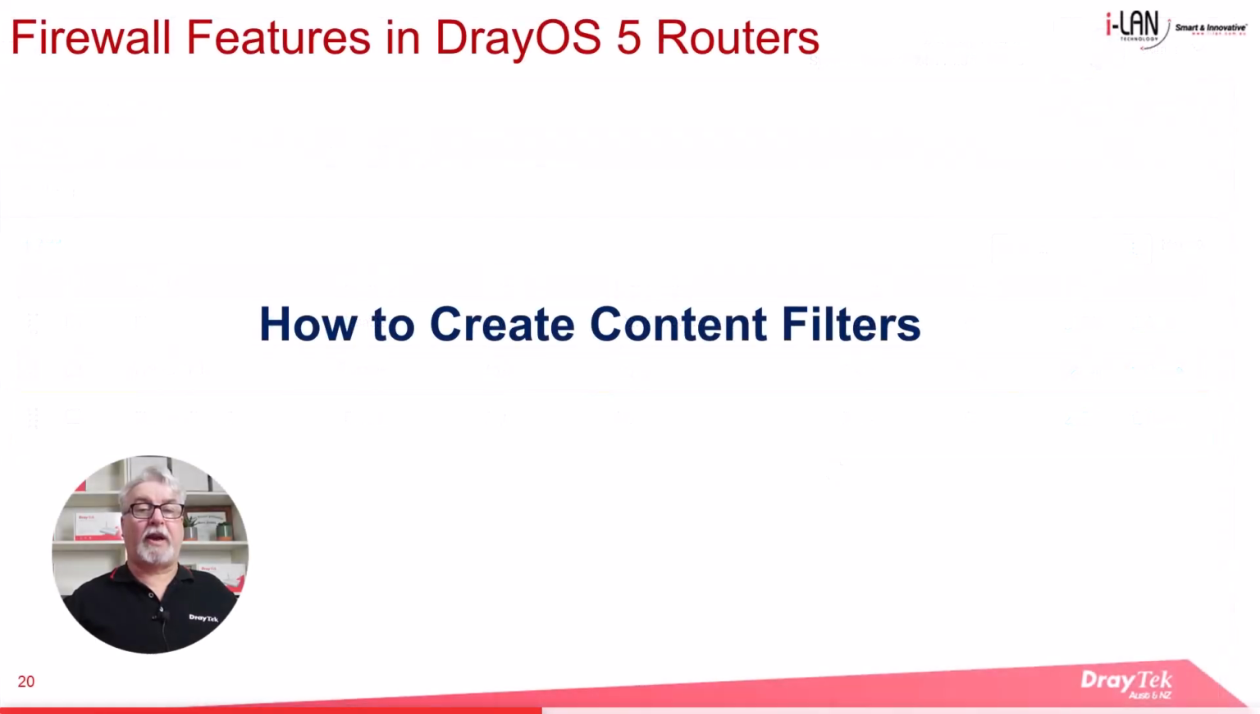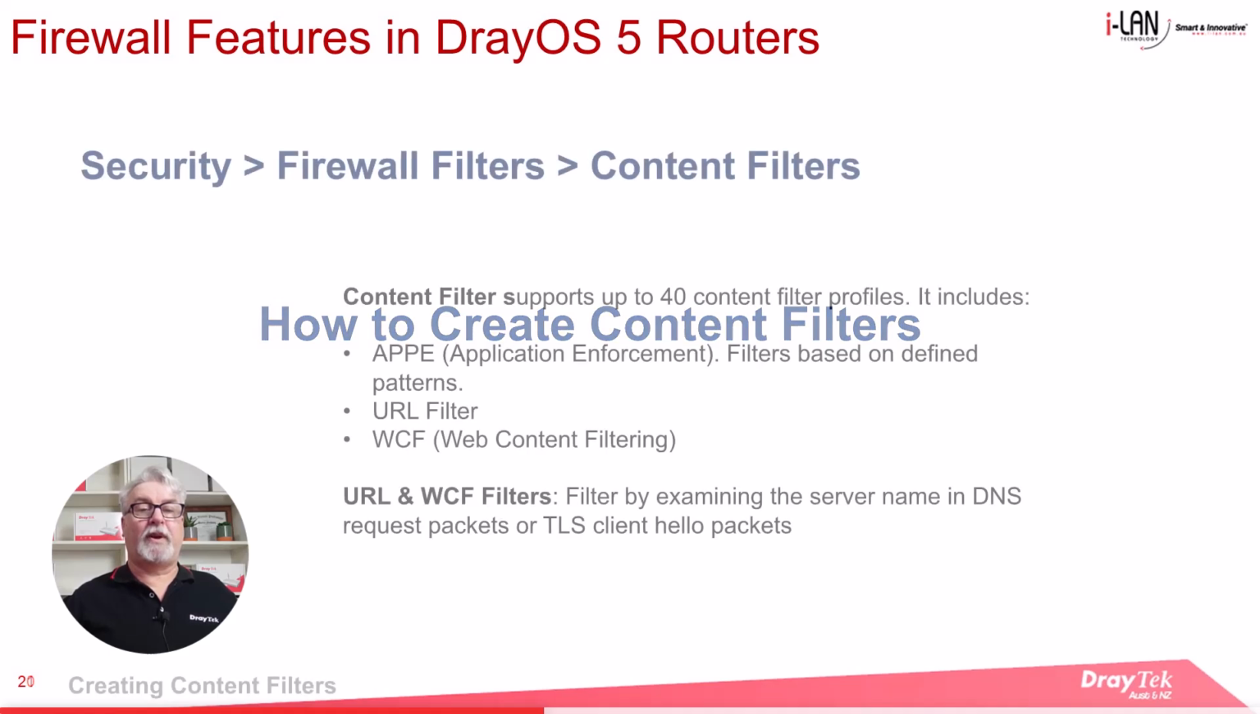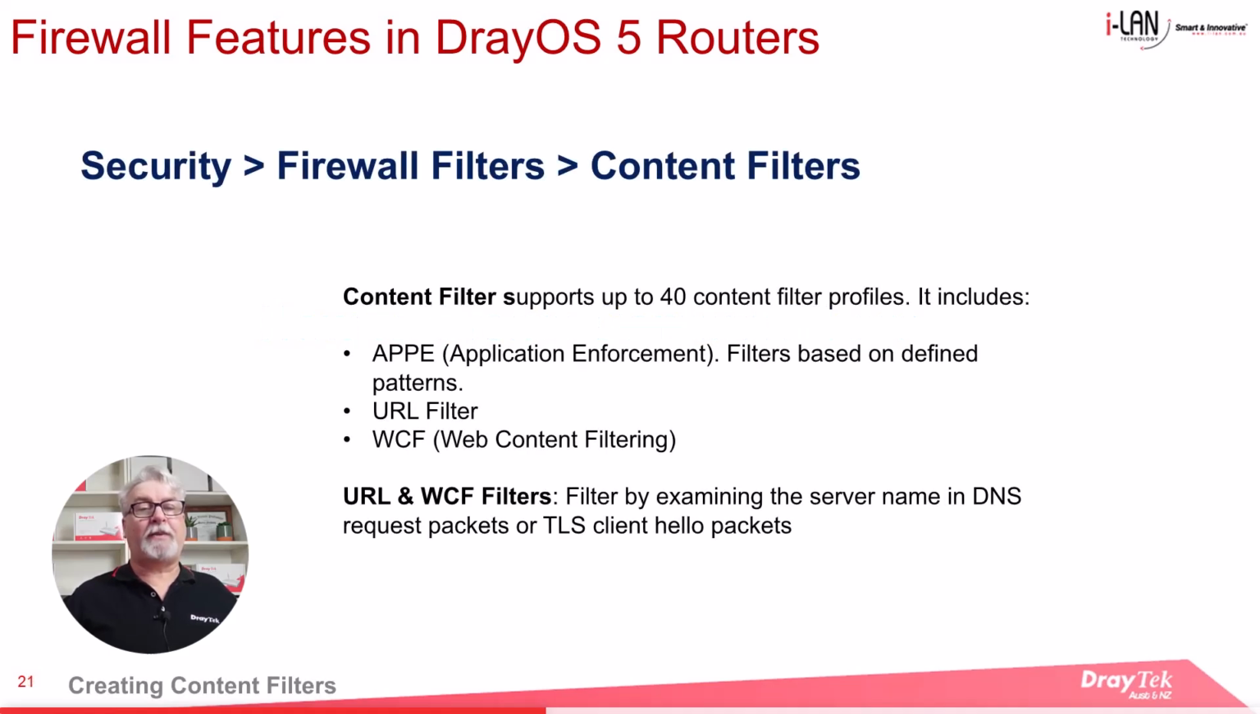Okay, let's take a look at how to create content filters. The content filter includes APPE, URL filter, and WCF servers. APPE filters by a defined pattern. URL and WCF filters filter the servers to connect to by examining the server name in DNS request packets or TLS client hello packets. It allows configuring up to 40 content filter profiles. It will then perform the payload content analysis for the packets in each session, that is, LAN to WAN, based on the filter profiles defined until it finds a content filter that matches.